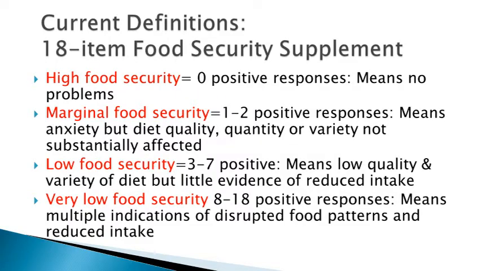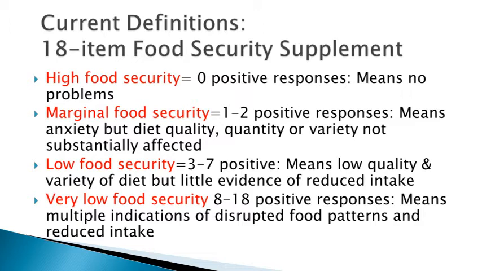Okay, so the way it's defined is there are 18 items, and if there are no positive responses to any of those, like often true or sometimes true, then that means they're high food security. There's no problems, right? If they get 1 or 2 positive responses out of the 18, then there's some anxiety, and maybe diet quality is a little affected, but mostly diet quality and quantity are not affected. But still anxiety is there, and that could be tension, arguments in the household, or many other things. Just worry is not a good thing either.